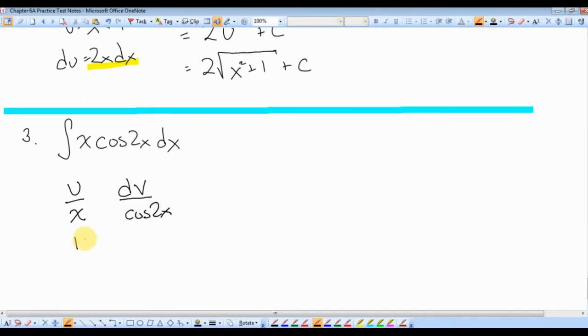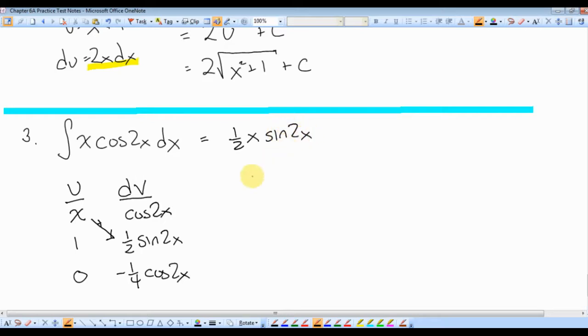Okay, derivative is 1, antiderivative 1/2 sine 2x. You know what's nice about this is once you get here, all of a sudden you get really fast at these integrals, huh? Derivative of 1 is 0. This becomes negative 1/4 cosine 2x.